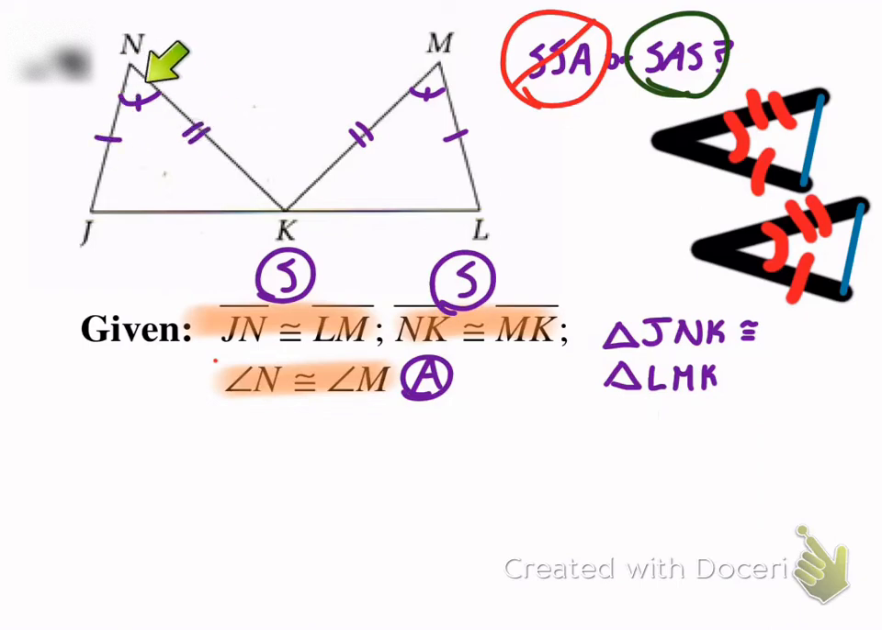So if you look here, it is side angle side. The two sides are connected to the angle. The angle is included. It's sandwiched between the two. So this is side angle side, and we know that the triangles are congruent, so make sure you get your congruency statement correct. So triangle JNK is congruent to triangle LMK, and the reason is side angle side.